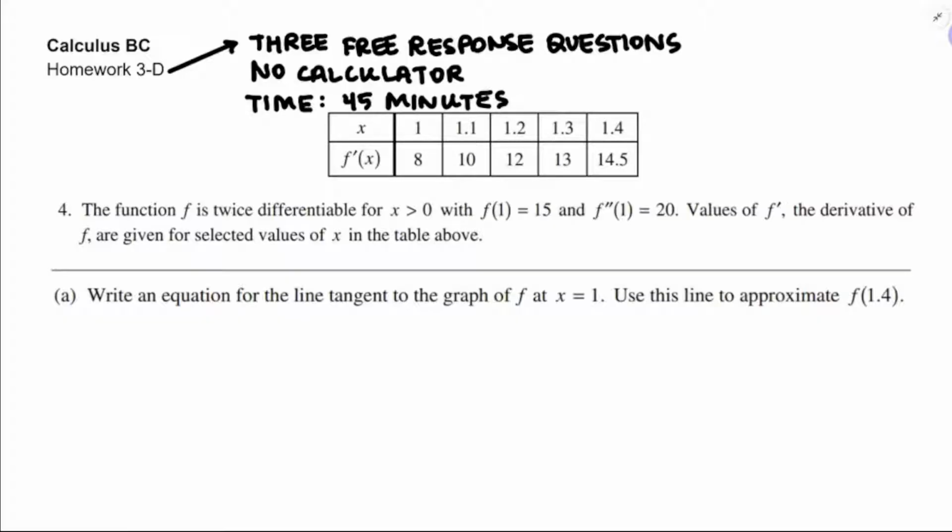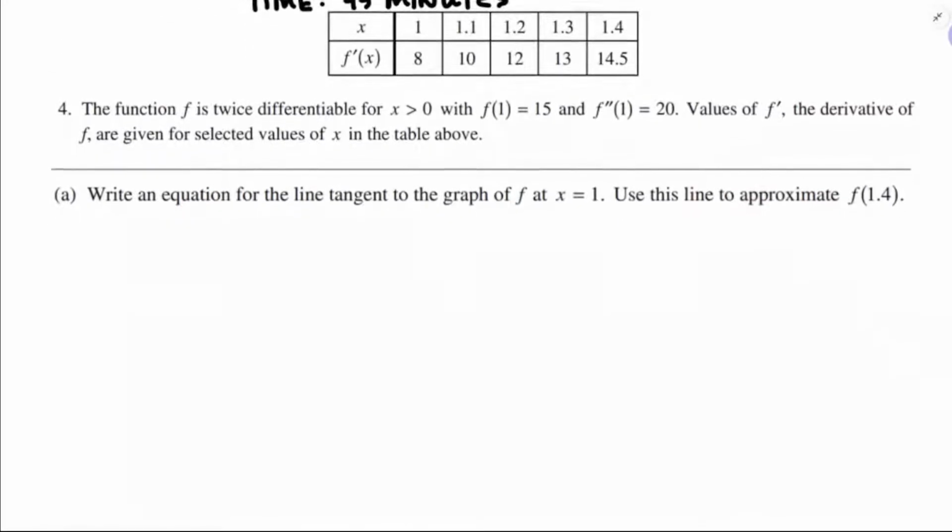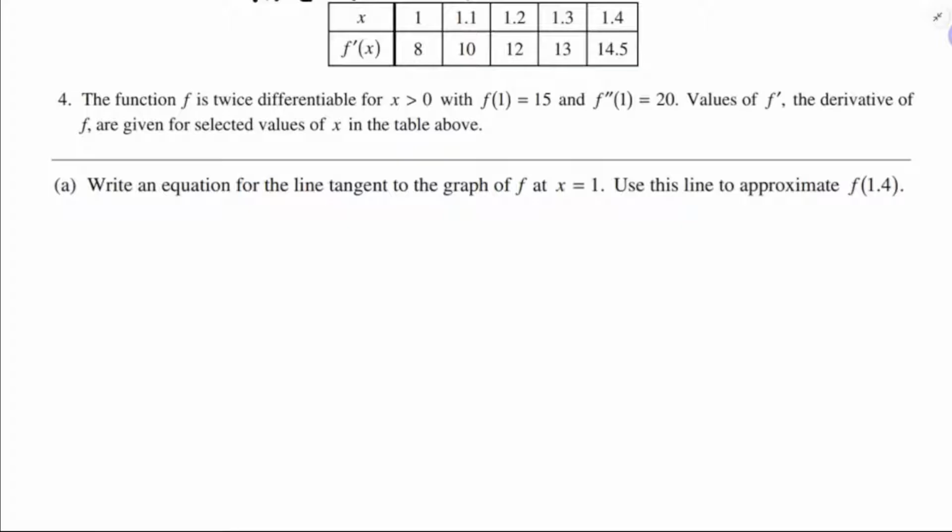And the first one's kind of just like, here's a table, and I'm going to ask you some questions about the function that has this derivative that goes with the table. So f is twice differentiable when x is positive, f of 1 is 15, f double prime of 1 is 20, and we've got a table for f prime. We're going to start by writing an equation for the tangent line to the graph of f at x equals 1, and then using that line to approximate f of 1.4.